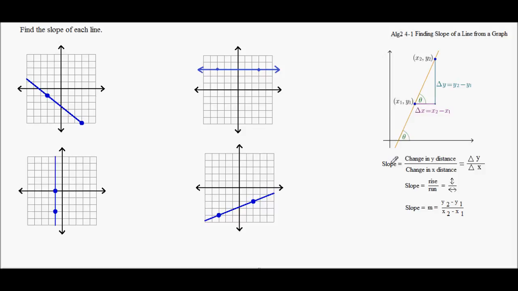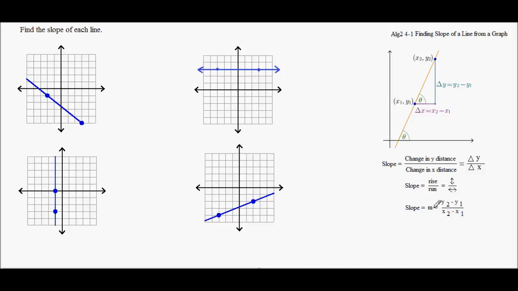let me just talk about what mathematicians call it. The slope is the change in the y distance divided by the change in the x distance, using the capital Greek letter delta: delta y over delta x. Or the slope has been defined as the rise over the run, the up and down part of the line over the sideways part.